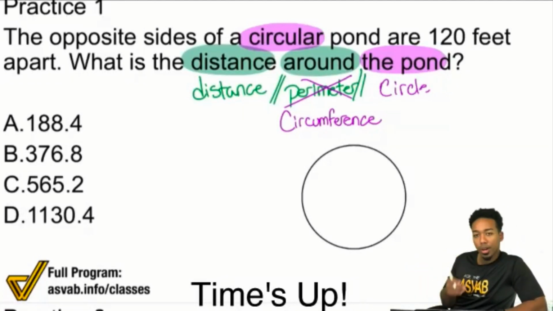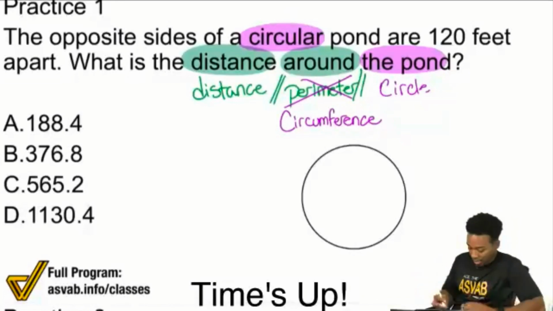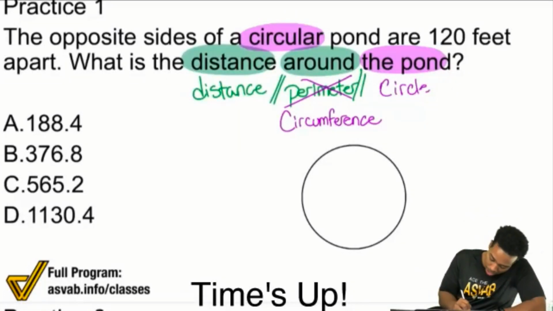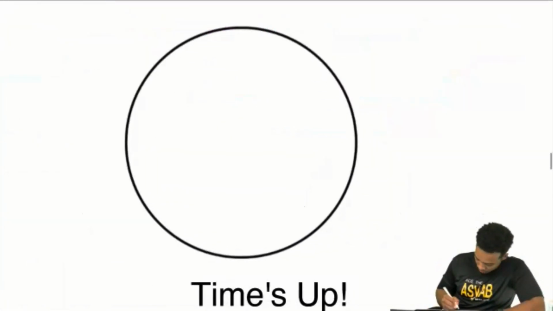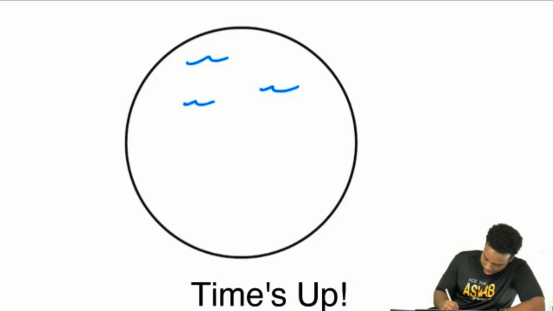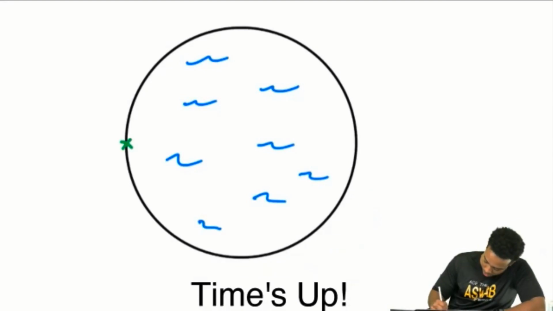But this is where we have to really understand what's going on. We're asked to find the distance around the circle, which is circumference. We also have to really understand what information we're given. So let me highlight this in blue. Opposite sides of the pond, 120 feet apart. So if I'm drawing that out, what do I see here? If this is the pond, maybe you have a walkway around here, whatever. But what we see is that we have 120 feet apart from end to end there.